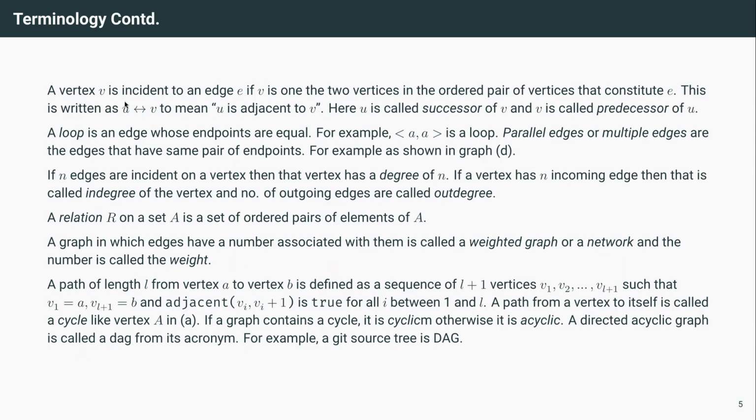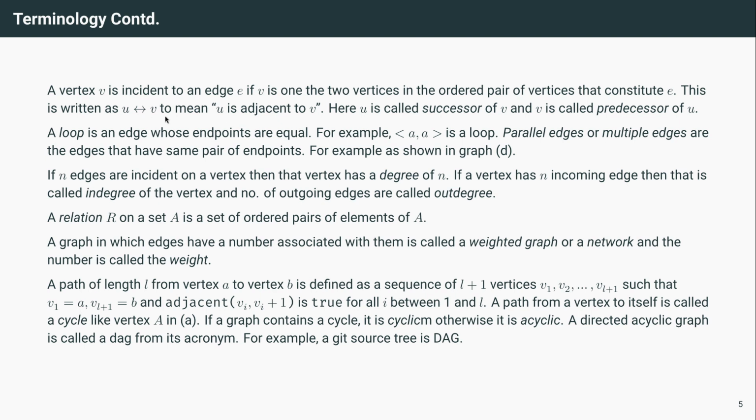A vertex V is incident to an edge E if V is one of the two vertices in the ordered pair of vertices that constitute E. This is typically written as U left right arrow V. It means U is adjacent to V. Here U is called successor of V and V is called predecessor of U.